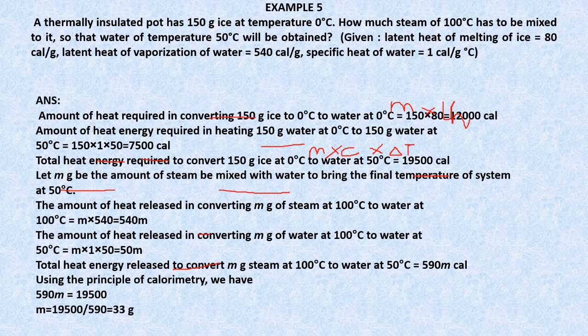So using the principle of calorimetry. Now what is the principle of calorimetry? It is that the heat absorbed is equal to heat released, right? So 590 m is equal to 19,500. So what will be m? M will be 19,500 upon 590, which is 33 gram. Okay, so the mass of the steam is 33 gram.